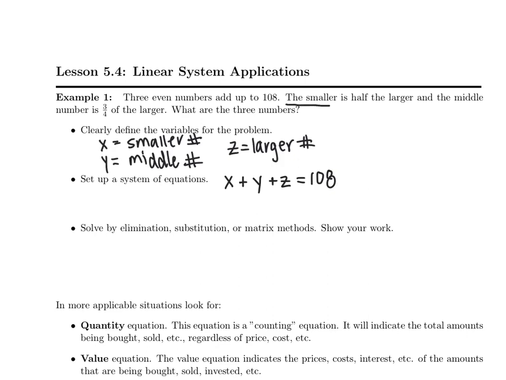So the second sentence says the smaller is. So is means equals. So smaller is half the larger. So our larger number is z. And the middle number is, so that means y equals 3/4 of the larger. So 3/4, and my larger is also z.